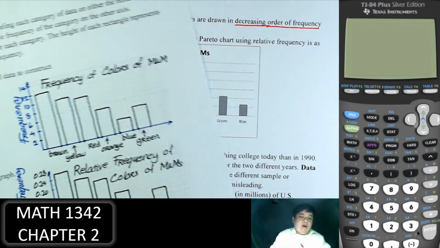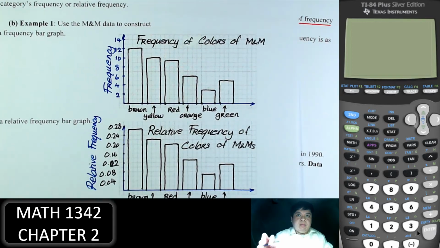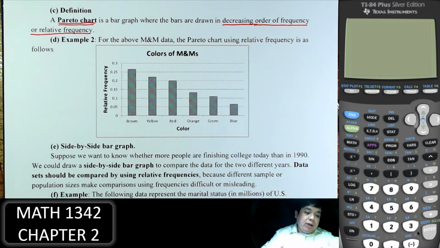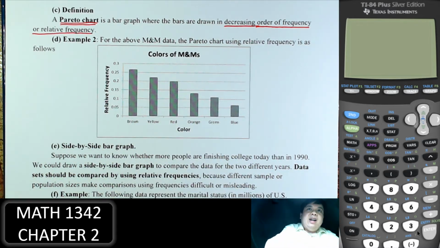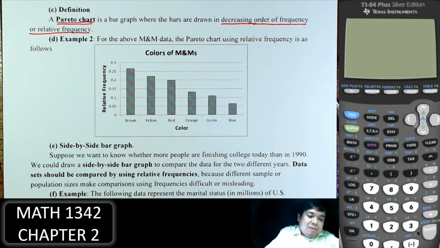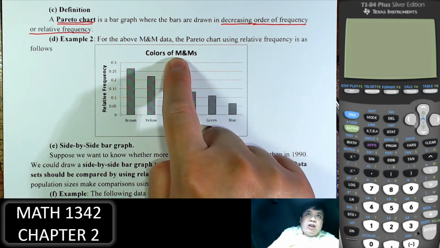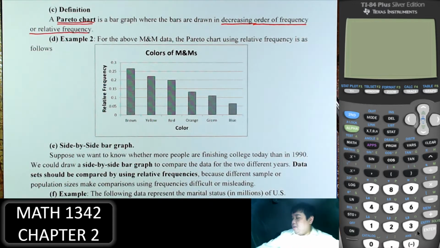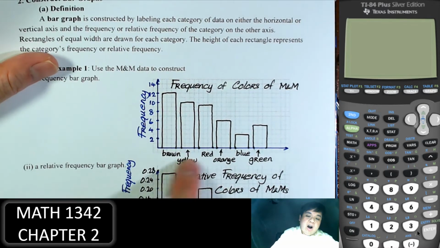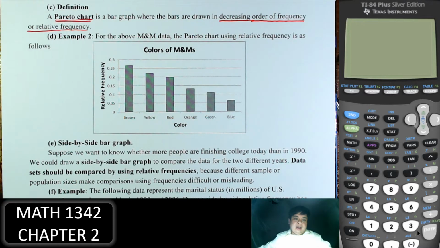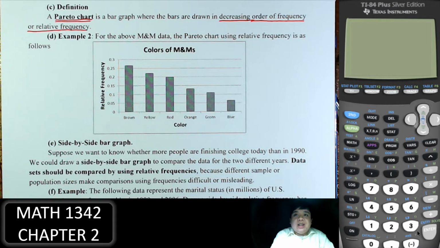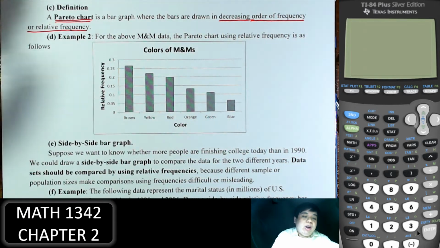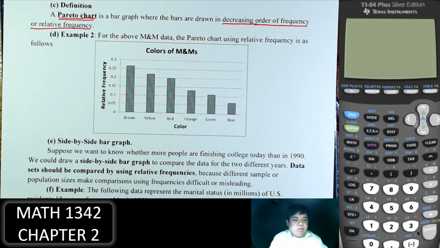And obviously the horizontal axis is color. We can label them as well, just like this. I said the title of the graph, the title for the axis. This is clear enough, so we just say color. The Pareto chart is just the bar graph with decreasing order of frequency or relative frequency. So just have that.